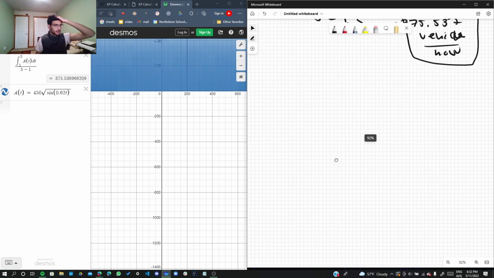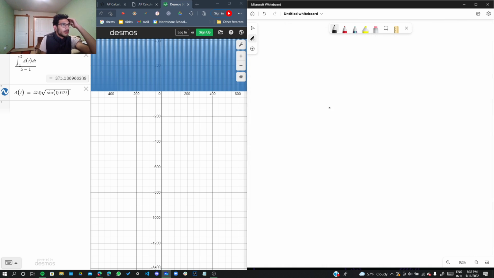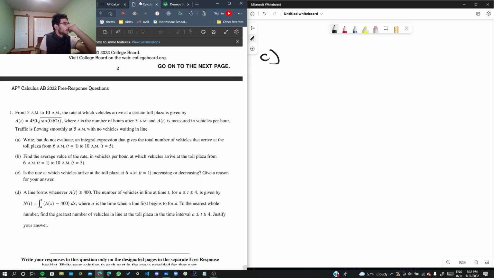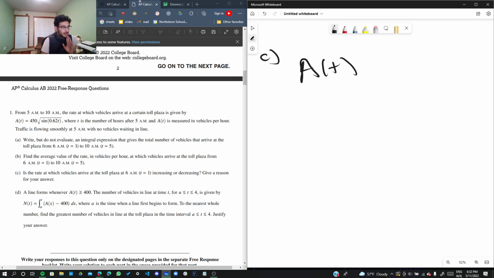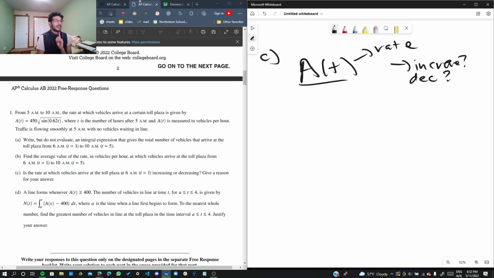Okay, let's go on to question C. Is the rate at which vehicles arrive at the toll plaza at 6 a.m. increasing or decreasing? So they're saying is A of t, because remember A of t is the rate, increasing or decreasing, right? So how do we tell if a function is increasing or decreasing?